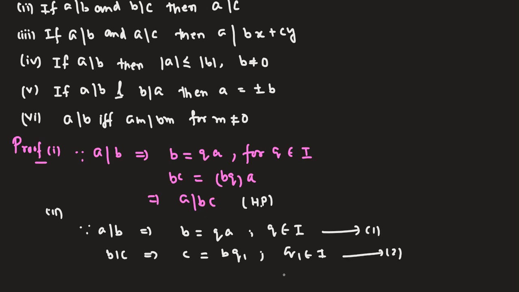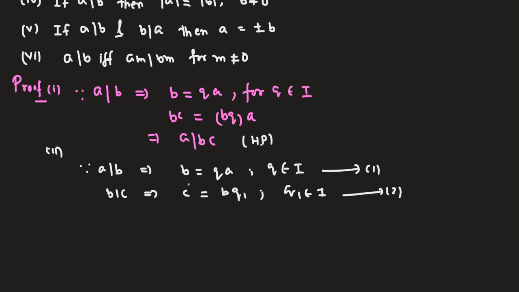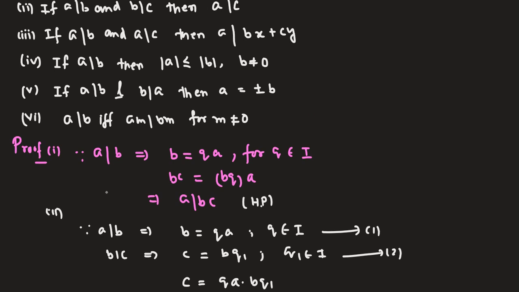Now I put the value of B, which we know is B equal to QA, into equation 2. So we can write C is equal to QA times Q1, which I can write as Q times Q1 times A. This is nothing but an integer times A, so this implies A divides C. Hence proved. Result 2 we have already proved.